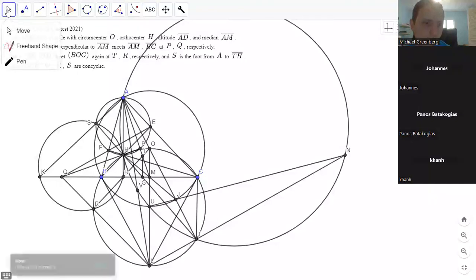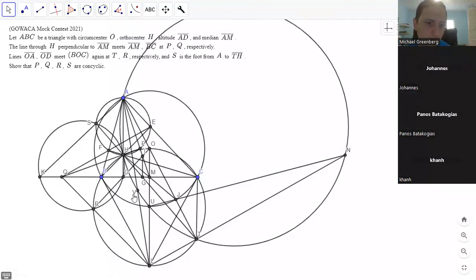Yeah, V would be like another point that lies on a circle. Oh, one sec, I'll be right back.